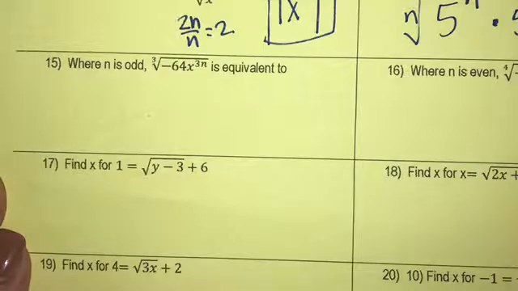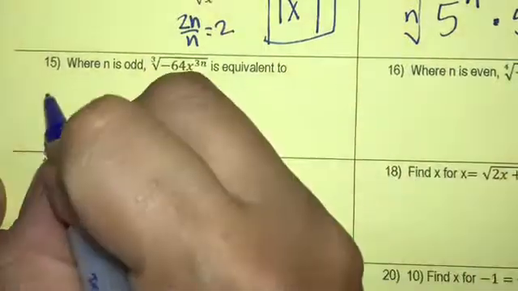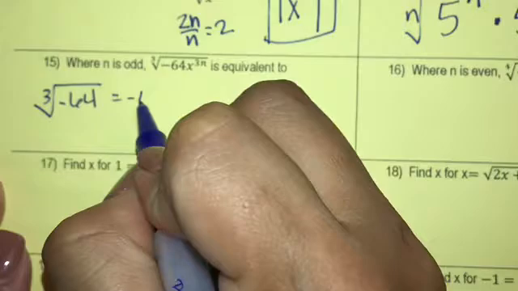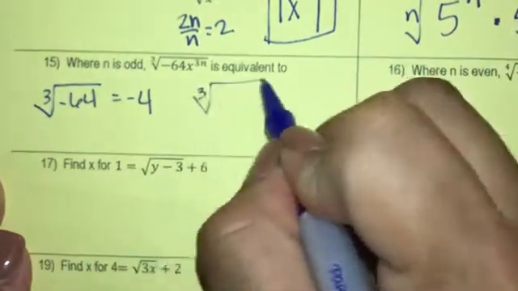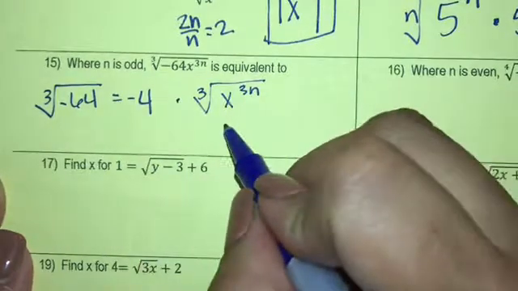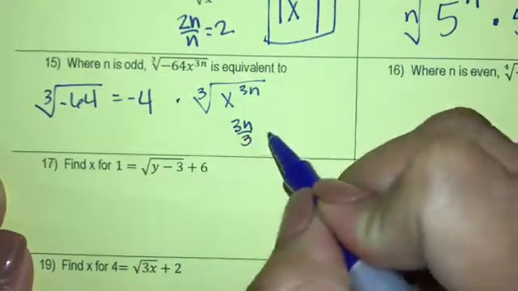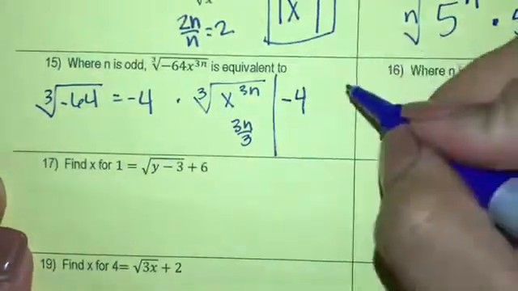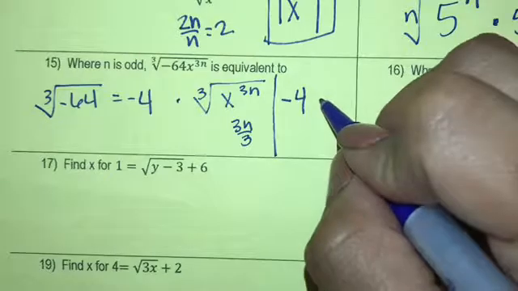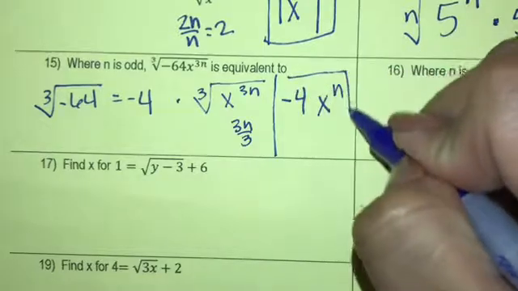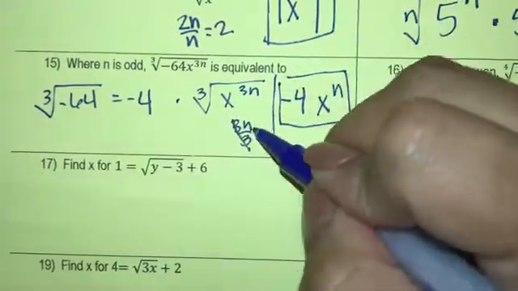15. N is odd, so this is equivalent. So you're going to say the cube root of negative 64 is equal to negative 4. And then the cube root of x to 3n, remember this is all being multiplied, is 3n divided by 3. So my solution is negative 4x to the n. Those cancel out and I just get n.